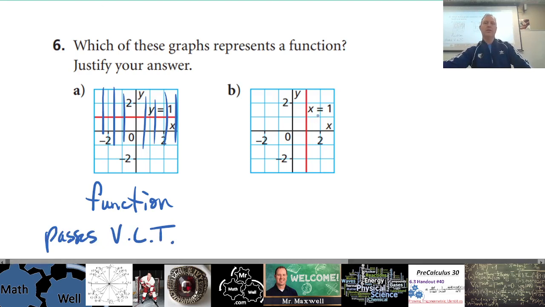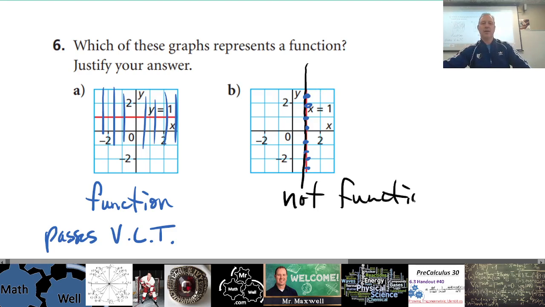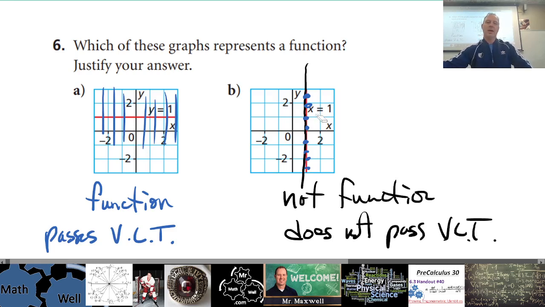Well, this one over here is a vertical line itself. All of the points line up vertically. You see that? All the points on this line line up vertically. So this would certainly not pass the vertical line test because a vertical line touches all the points. So this is not a function. Okay? It does not pass VLT. All right, any questions about that function test? No? Good.